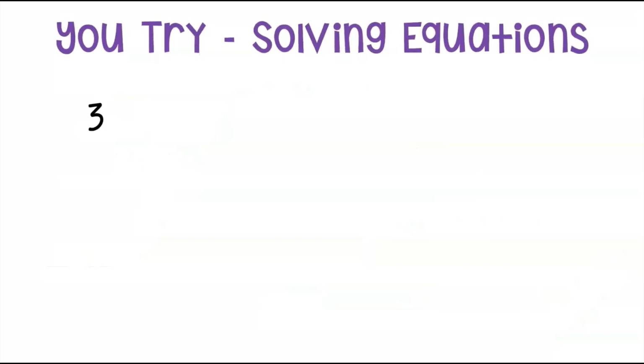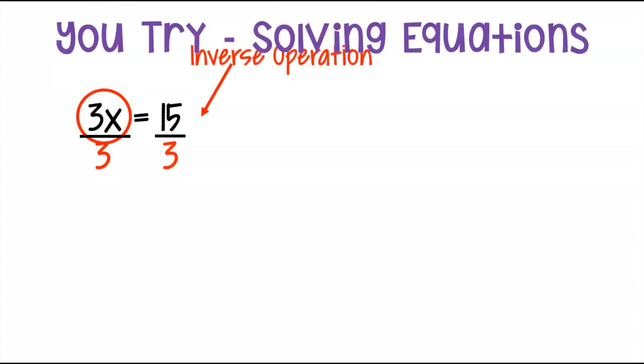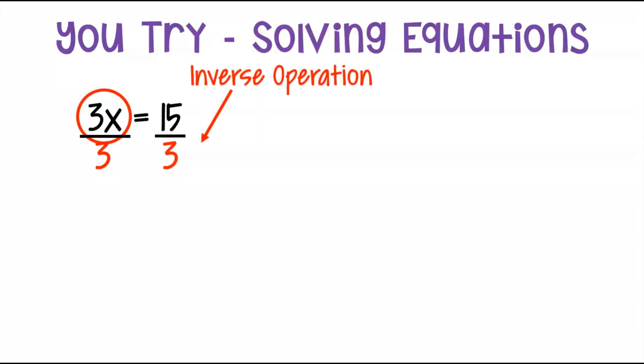How about this one? 3x equals 15. First, we start with figuring out what's happening to our variable. It's being multiplied. The inverse operation of multiplication is division, and again, we're going to use that fraction bar to indicate division. Whatever I do to one side of an equation, I always have to do the other to keep it balanced. And that's the inverse operation step. Then we find that x equals 5.